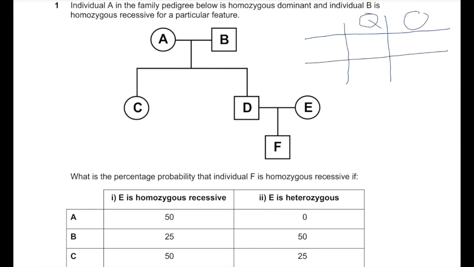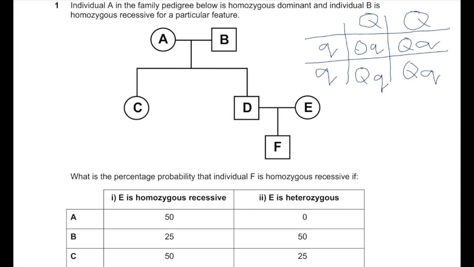Big Q, big Q, little q, little q. And what are the possibilities that we could get? Big Q, little q, big Q, little q, big Q, little q, and big Q, little q. Therefore, there's a 100% chance that the genotype of the offspring is heterozygous, or in other words, big Q, little q. Now, if E is homozygous recessive, the offspring genotypes are 50% big Q, little q, and 50% little q, little q.